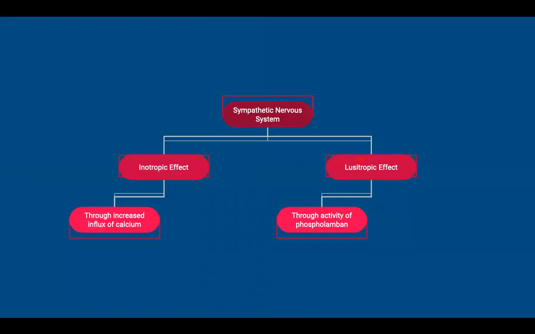There are four main effects: inotropic effect, chronotropic effect, bathmotropic effect, and dromotropic effect. In addition, there is a lusitropic effect. Ino means increase in contractility. Chronotropic effect means increase in heart rate. Bathmotropic effect means increase in excitability of the SA node. And when there is increase in conduction in the conducting system, this is known as dromotropic effect. Now, how does this work?